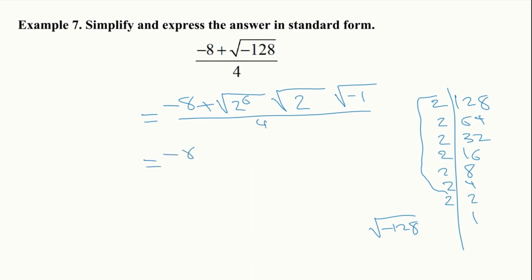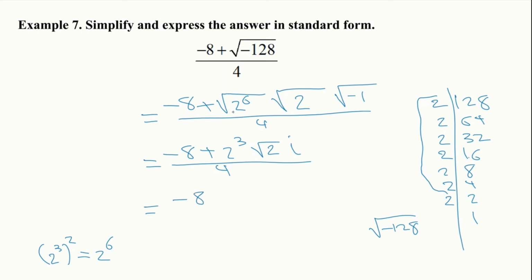Now that's going to be negative 8 plus, now the square root of 2 to the 6. What do you square to get 2 to the 6? It'll be 2 to the what? 2 to the 3, right, by the power rule. So that's just 2 cubed, radical 2, and square root of negative 1, we just write it as i, right, over 4. So we end up with negative 8 plus 8 radical 2 i over 4.